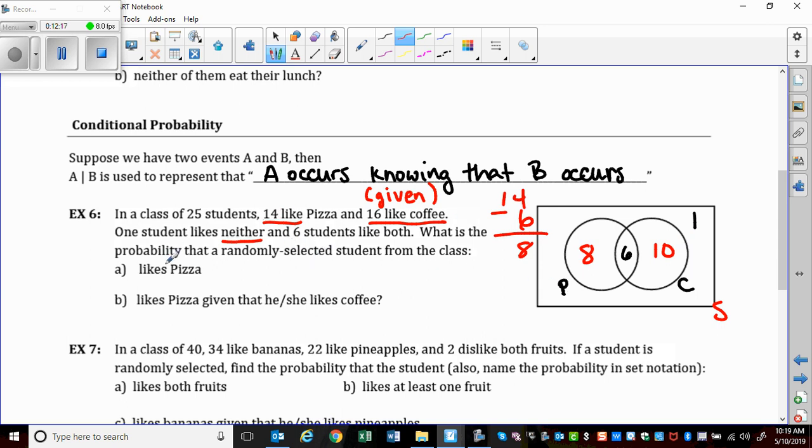What is the probability that a randomly selected student from the class likes pizza? Well, I know that there's 25 students, and if you add this up, it should now equal 25. The probability that somebody likes pizza, well, 8 people like pizza, and the 6 over here people like pizza. And in fact, 14 people like pizza out of 25. You can simplify this maybe. This is a probability of liking pizza.